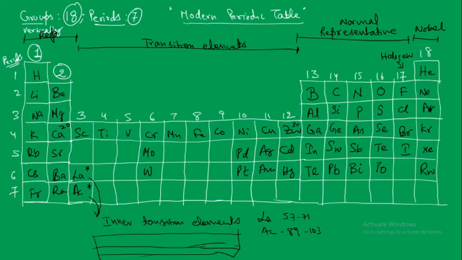So what do you need to remember? Group wise, the representative elements and noble gases. In transition elements, you need to remember period wise. And group wise, you just need to remember chromium, molybdenum, tungsten, and nickel, palladium, platinum, copper, silver, gold, zinc, cadmium, mercury. Okay, these ones you need to remember. So this is about how the elements are organized in the periodic table.